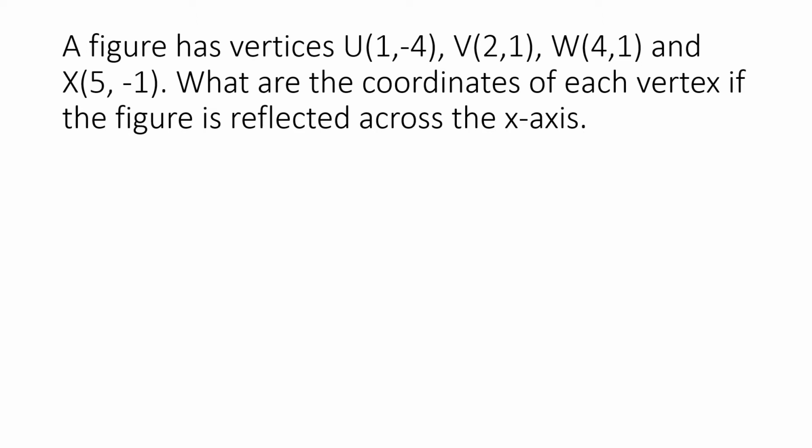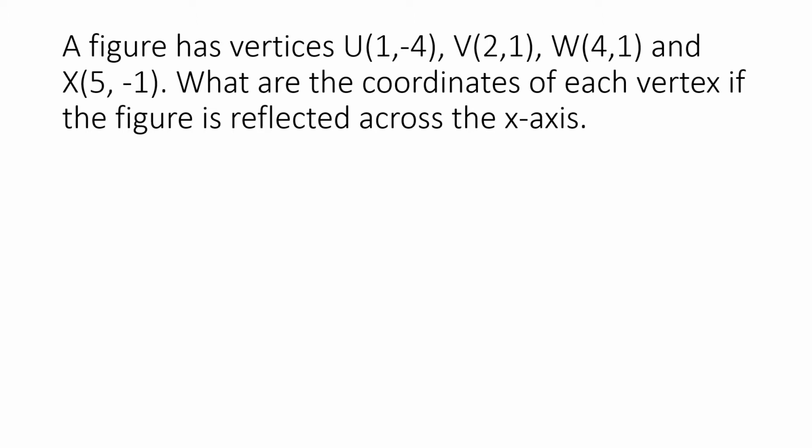A figure has vertices U(1, -4), V(2, 1), W(4, 1), and X(5, -1). What are the coordinates of each vertex if the figure is reflected across the x-axis?